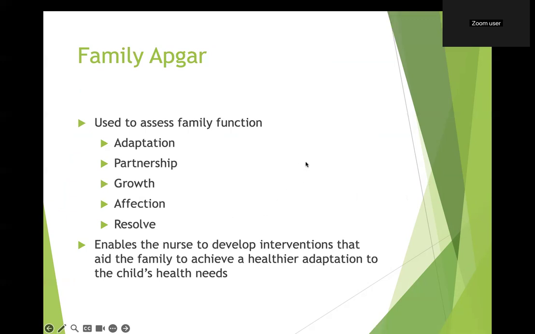All right, family APGAR. And APGAR is a term that we'll use also when we're assessing the newborn. But basically, it's an assessment of the family function. So what's the adaptation, the partnership, growth, affection, resolve. So just by observing the family and kind of assessing the health of that family and how they interact, and if there is a nurturing, if they're fostering growth and development and love. So it kind of helps that nurse understand how that's impacting the child.